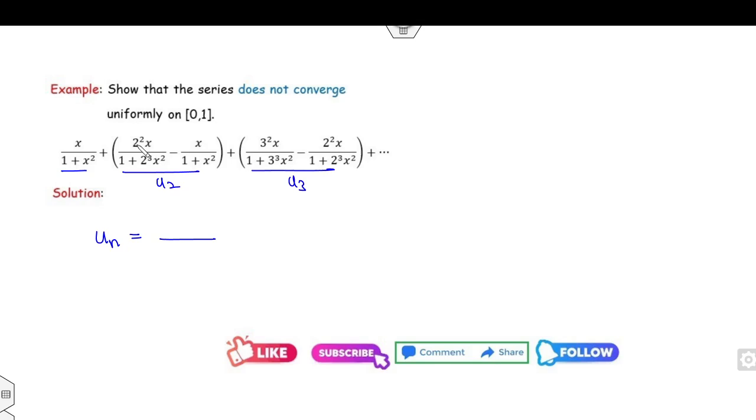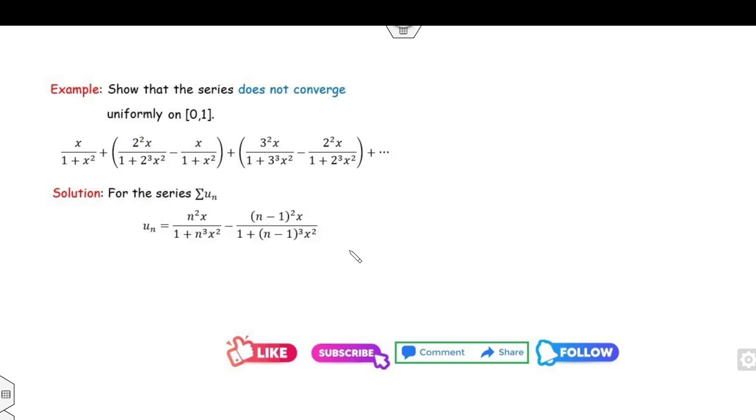It's very simple. You can see it's 2 square, it's 3 square, then it's n square, divided by 1 plus 2 cube, n cube x square, minus x. It's 2 square, I can write as 1 square, it's (n minus 1) square of x. And the below one is (n minus 1) cube x square. Fine. This is the expression of the un.